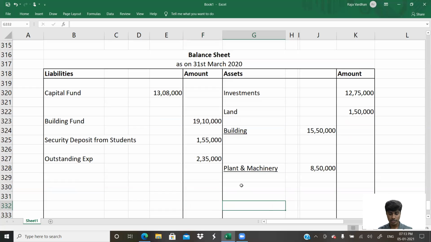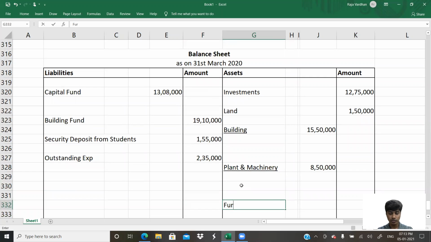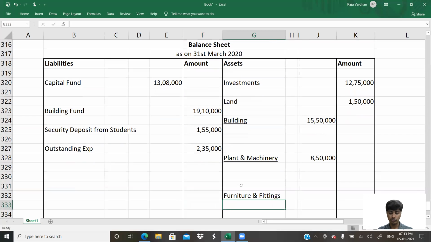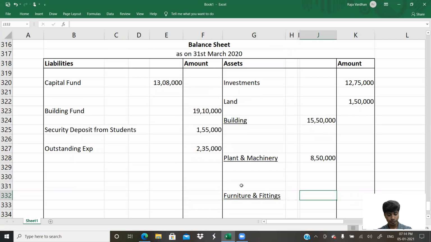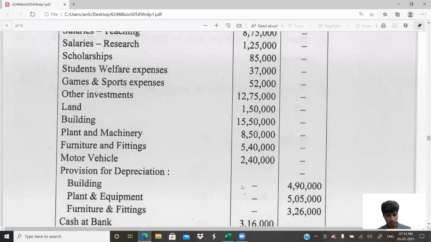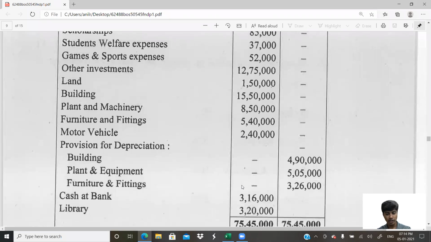Okay, I leave 3 lines. Furniture and fittings. Furniture and fittings is how much? Furniture and fittings is 5,40,000. Okay, then what do you have? Then we have motor vehicle 2,40,000.